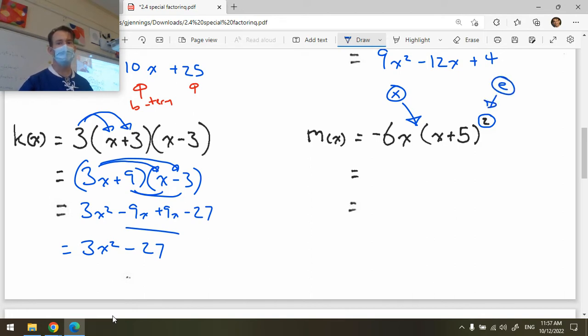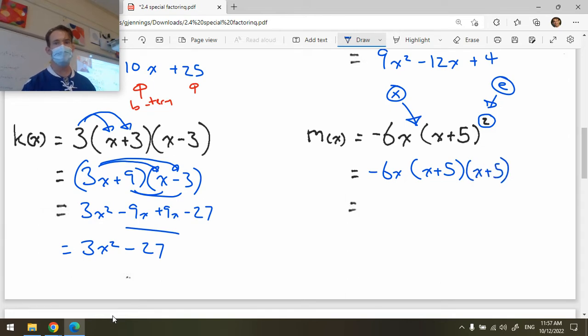Exponent comes before multiply in Bedmas. So we have to do the exponent first. We're not allowed to distribute that negative 6x into that bracket yet. It's kind of protected by the exponent. If we expand the exponent with multiplication, then we could do it B's way. So here, minus 6x multiplied by x plus 5 times x plus 5.